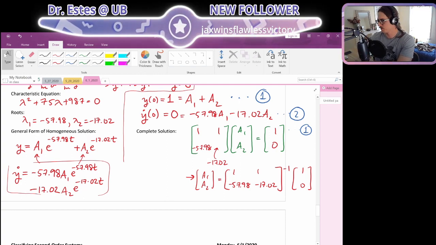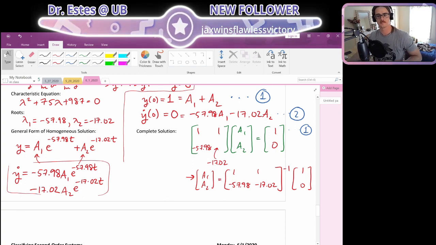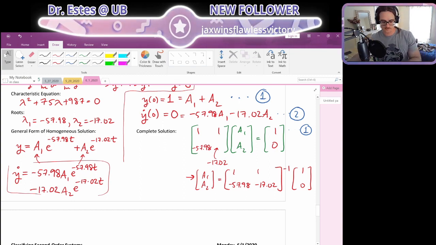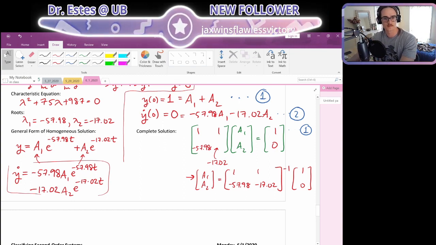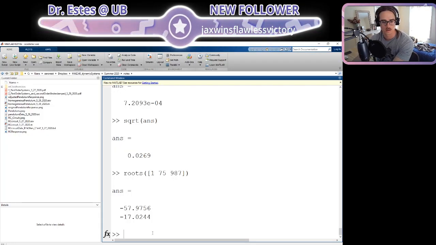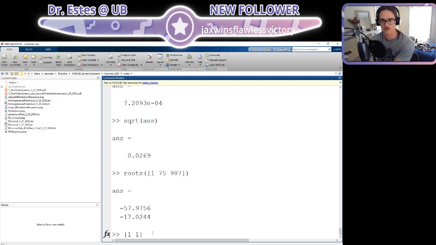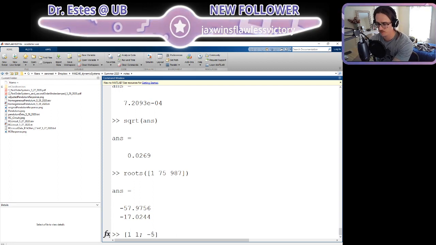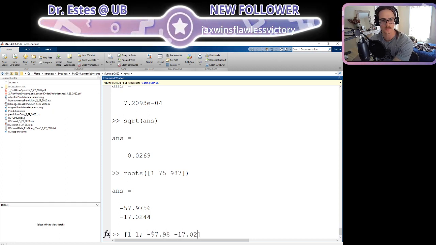And I'll take this on over into MATLAB. So what I can do, this is how you build a matrix. So the first row is 1, 1, and then you put a semicolon, and it goes to the next row. And now we put in the numbers for the next row. Minus 57.98 and minus 17.02.